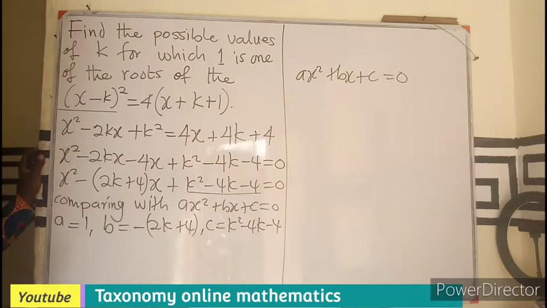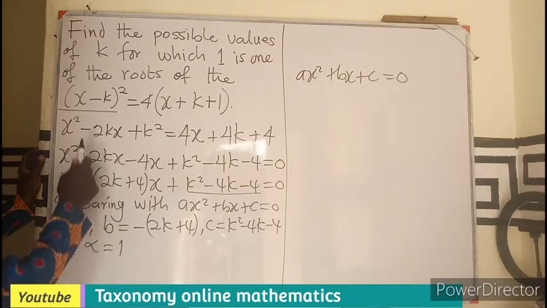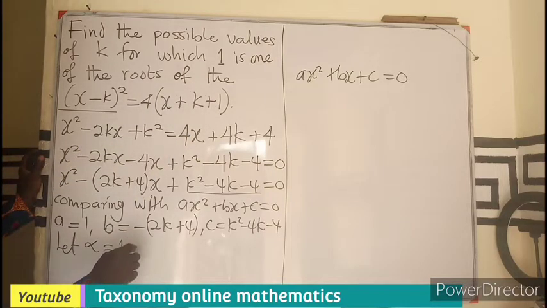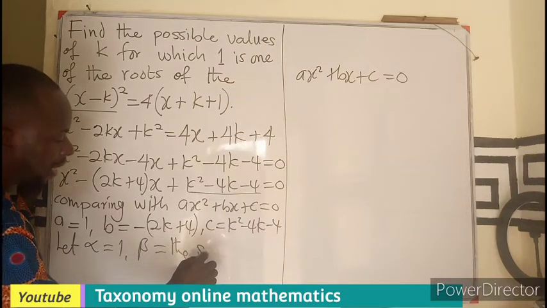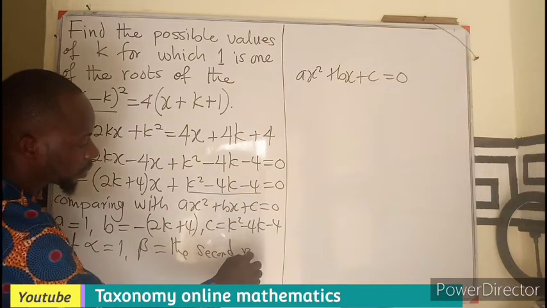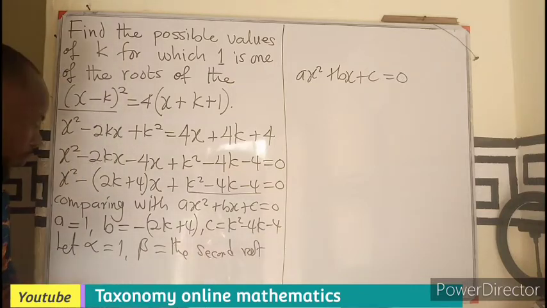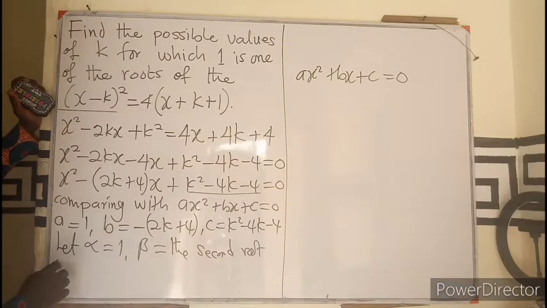Alright, don't forget we have been given one of the roots. So let's say alpha equals 1. One of the roots is 1. Then let your beta equal the second root. Alpha is the first root, so this is the second root. So we are going to use beta in place of the second root.